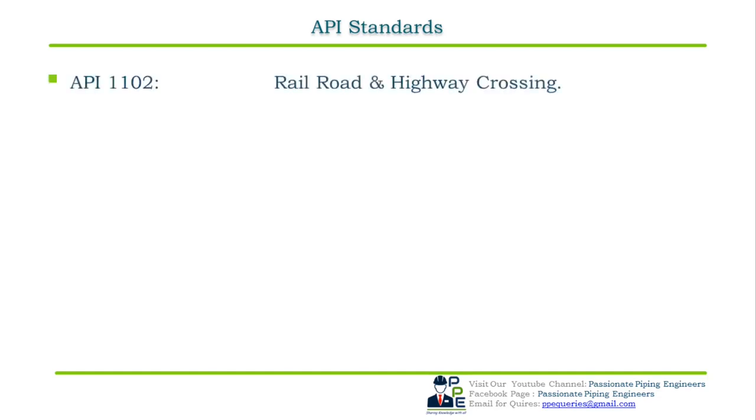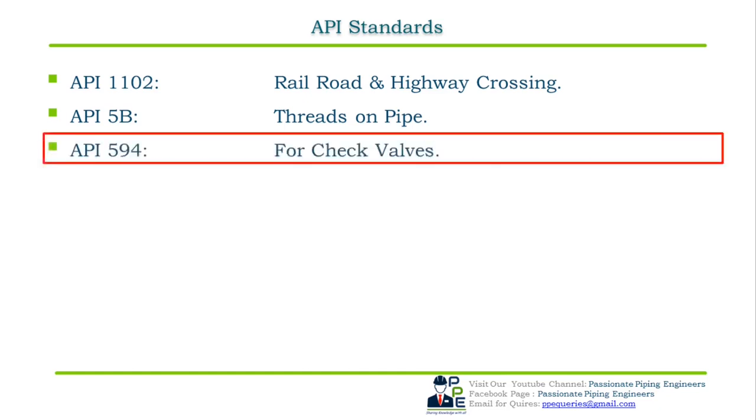API 1102 is for railroad and highway crossing. API 5B is for threads on pipe. API 594 for check valves. API 1110 is for testing.